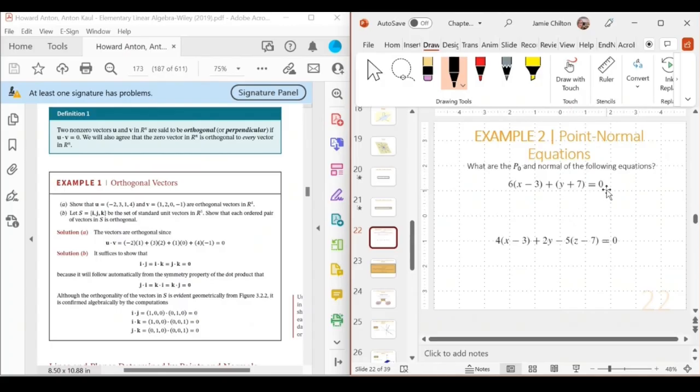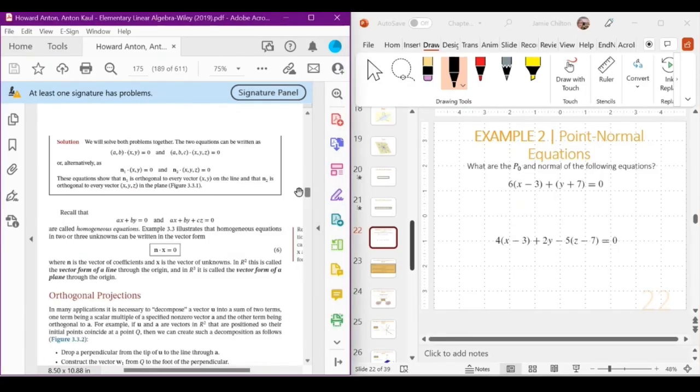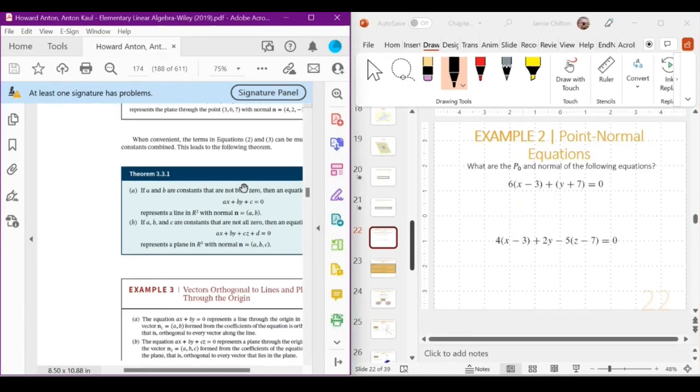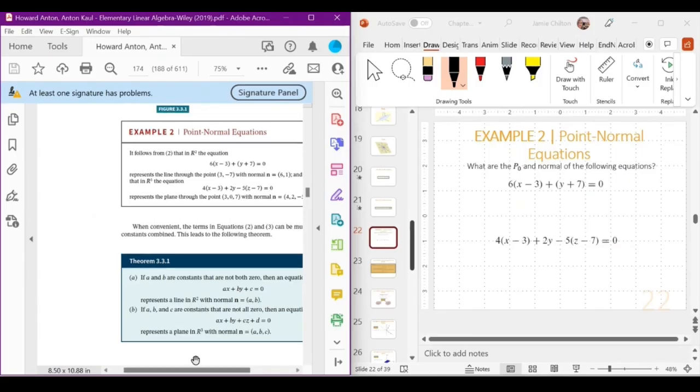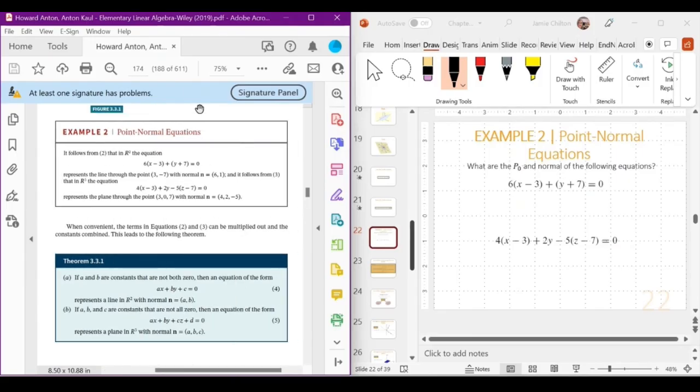So here is where you're going to want to look at example 2, because if you're looking at your point normal equations, you would want to easily be able to recognize what points you can get from this equation. You want to be able to easily derive your normal from these equations. So let's check out example 2 here. Let's see if we can get it up on the book here. Example 2, where'd you go? There it is. Okay.